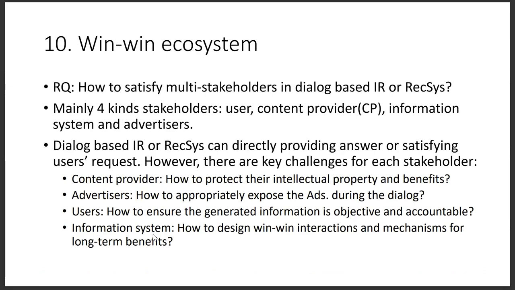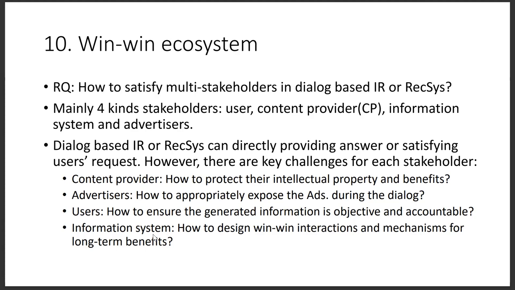Okay, our last challenge is about win-win ecosystems. The research question is how to satisfy multiple stakeholders in dialogue-based IR or recommendation systems. As we know, the information system mainly has 4 kinds of stakeholders: the user, the content provider, the information system, and the advertisers. Dialogue-based IR or recommendation systems can directly offer the answer to the users, which can satisfy the user requirement. It's very good. But there are many challenges for each stakeholder.